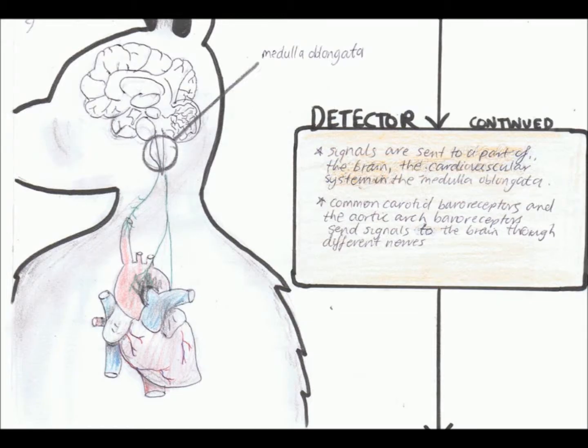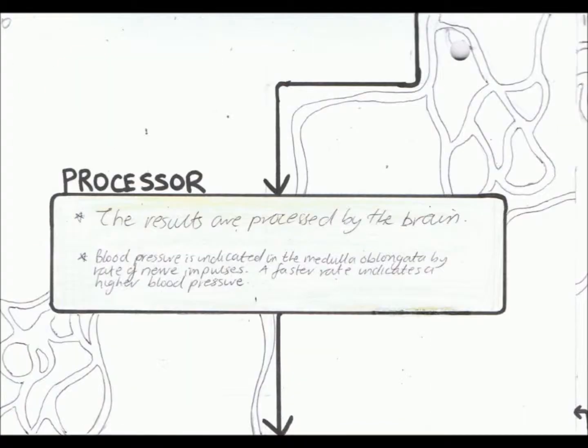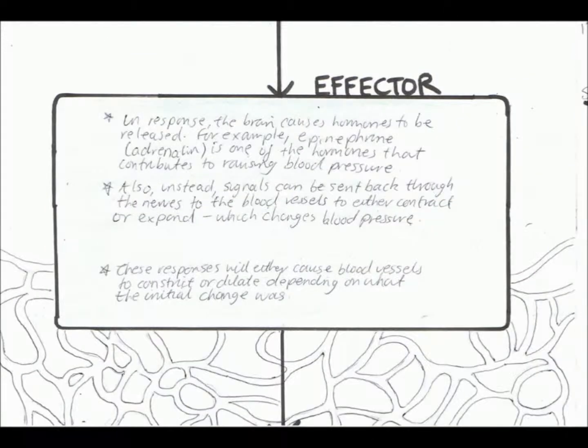Signals are then sent to a part of the brain, the cardiovascular center in the medulla oblongata of the brain. Common carotid baroreceptors and the aortic arch baroreceptors send signals to the brain through different nerves. The results are processed by the brain. Blood pressure is indicated in the medulla oblongata by the rate of nerve impulses. A faster rate indicates a higher blood pressure. In response, the brain causes hormones to be released. For example, adrenaline is one of the hormones that contributes to raising blood pressure.